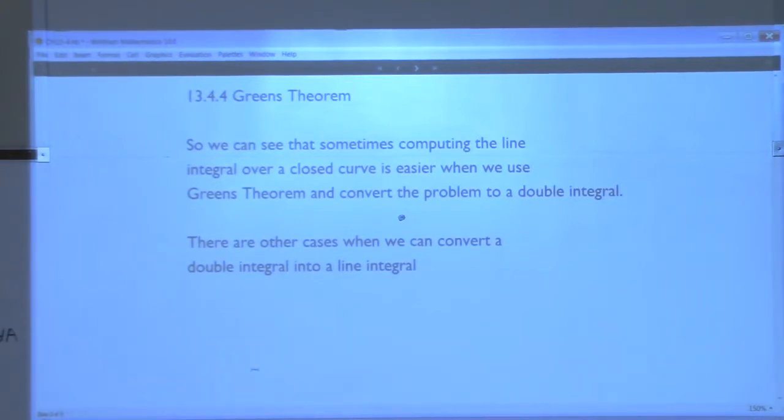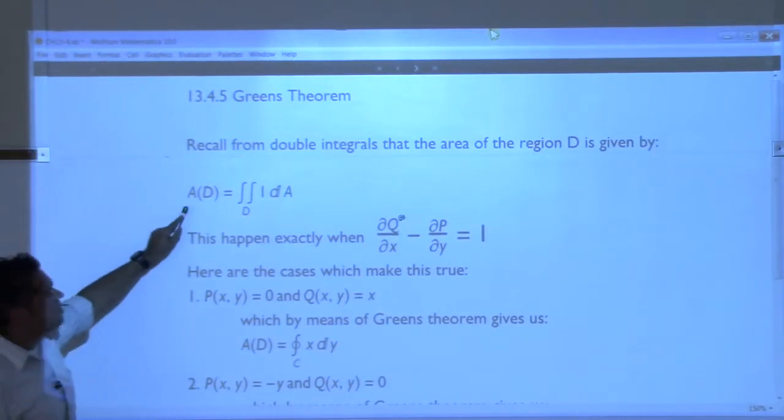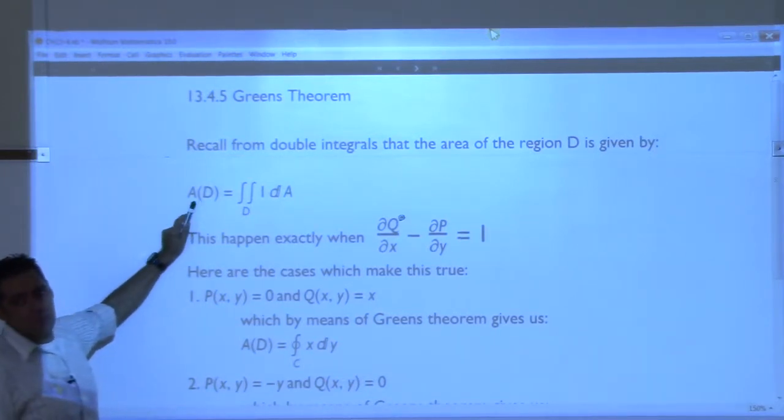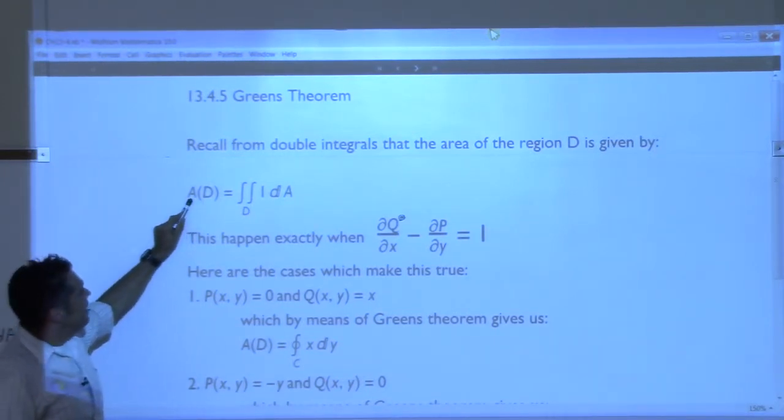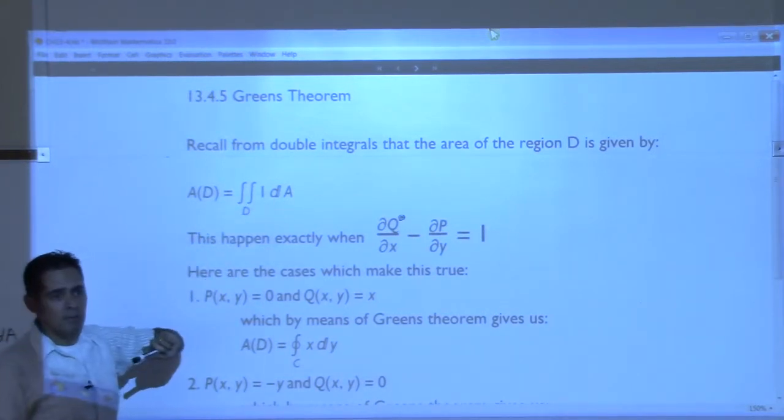You've got that. You can take partials. But to go from here backwards is a little different. So here's how this is going to work out. Remember, we've had this integral in the past. We've used it twice already today, that the area of D is the double integral over D of 1 dA, right?